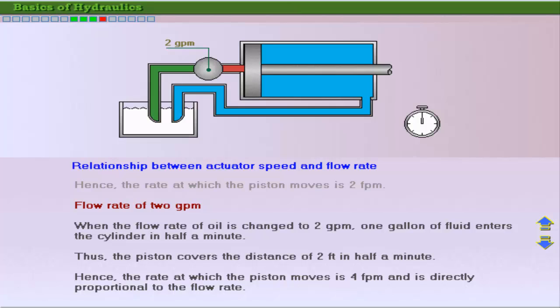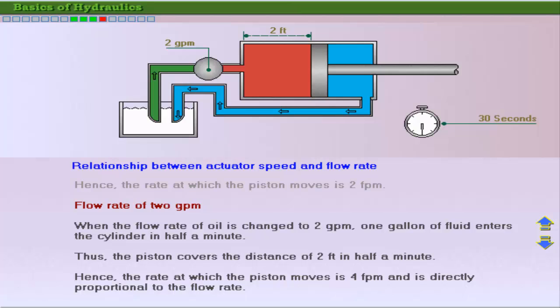In this case, the stroke of the piston remains 2 feet, but the flow rate of the fluid is doubled to 2 GPM. Thus, the piston covers the distance of 2 feet in half a minute at a speed of 4 feet per minute, or 48 inches per minute. The speed of the actuator is doubled by doubling the flow rate into it.